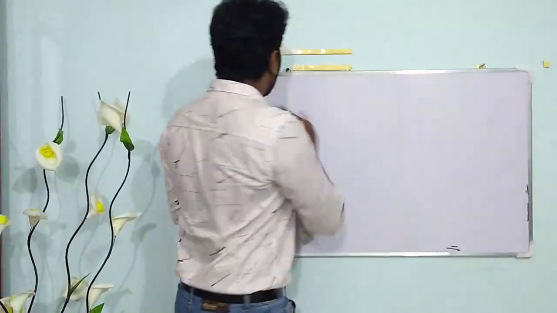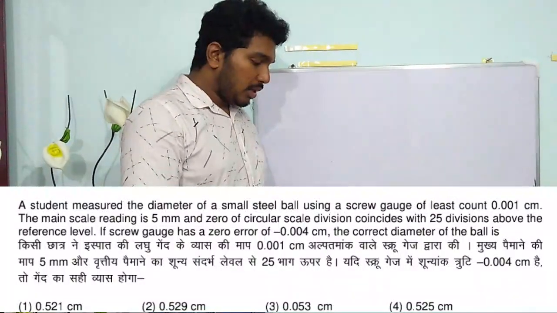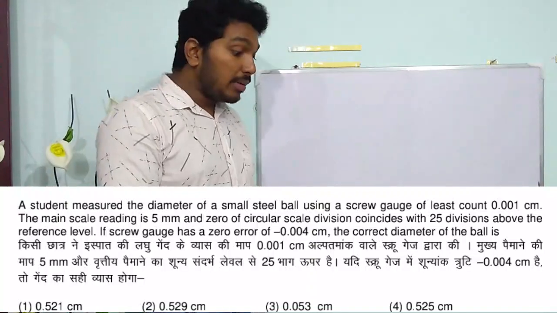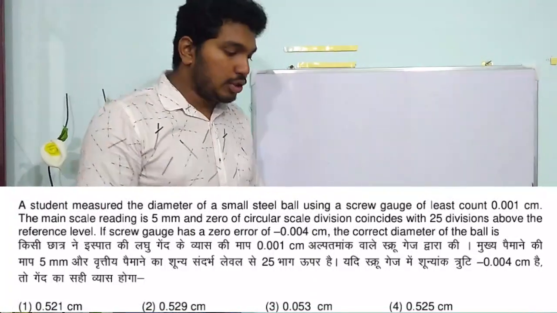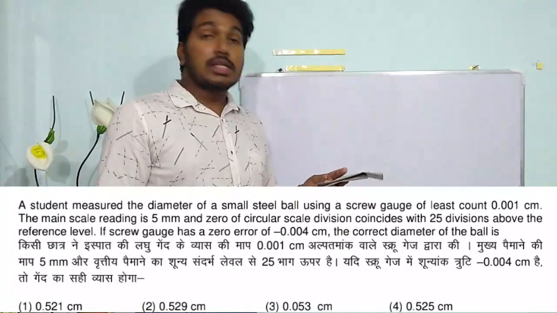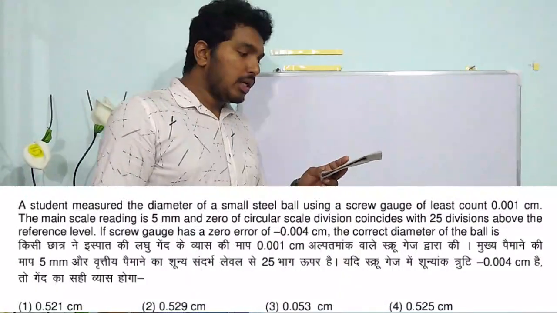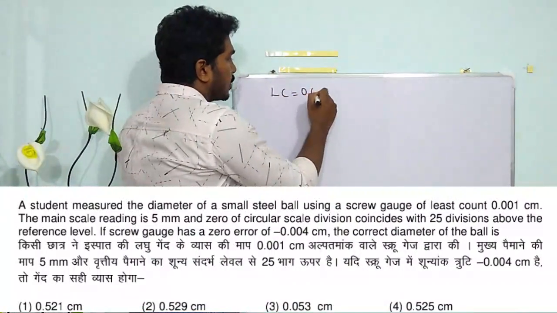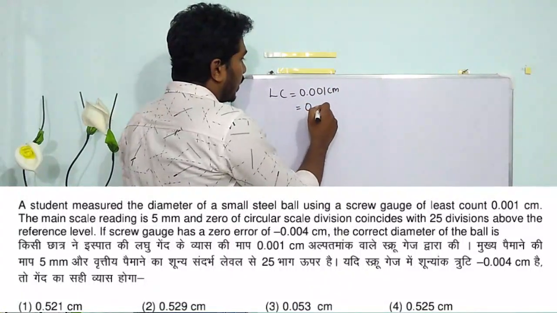Please read the question. There's a question from screw gauge. A student measured the diameter of a small steel bowl using a screw gauge of least count 0.001 centimeter. Okay, so the least count, let me write here. Least count is equal to 0.001 centimeter, or that is equal to what?